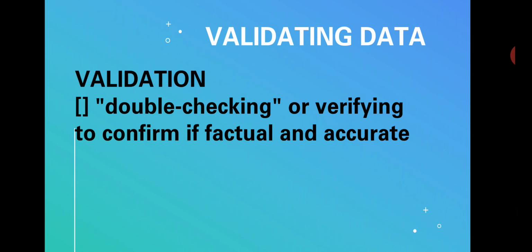Okay, so what is validation? Validation is double checking or verifying to confirm if an information is factual and accurate. Factual if it is really happening and not your interpretation. Accurate if it is exact, for example, when you measure the height or the weight of your client, not your assumption.